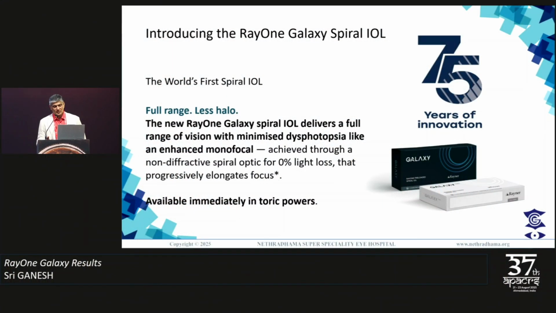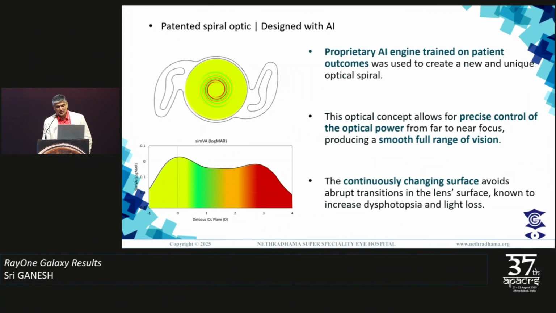So the new RayOne Galaxy Spiral IOL delivers a full range of vision with minimized dysphotopsia, like an enhanced monofocal. And this is a non-diffractive spiral optic where there is no light loss and there is a progressively elongated focus. It's also available as a toric lens. This is the patented spiral optics.